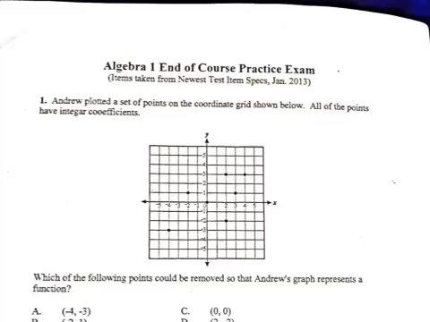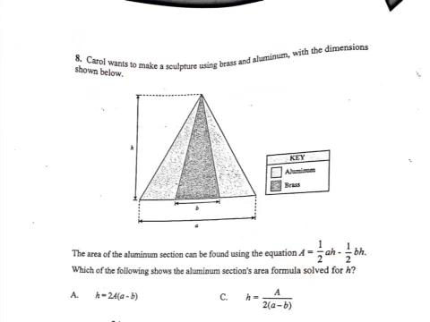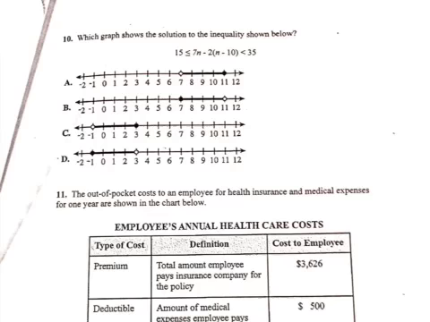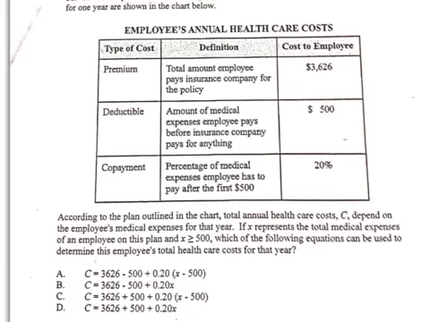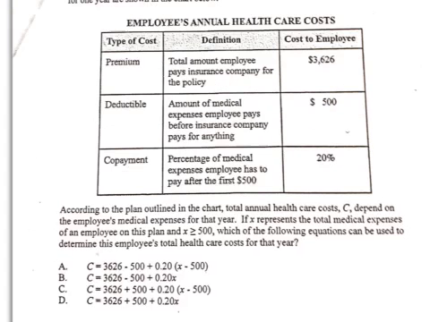Okay, so in this video we're going to do numbers 11 through 15. In number 11, we are going to figure out which of these mathematical models can represent the employee's total health care costs for the year. And then the deductible is what they have to pay towards their medical costs for that year.